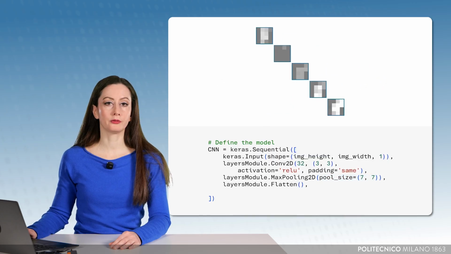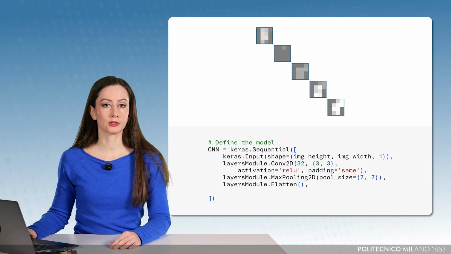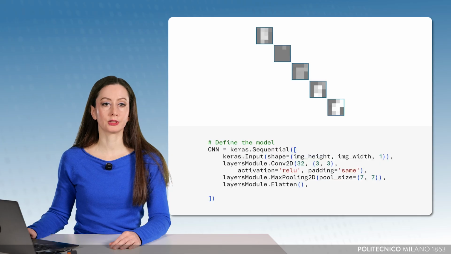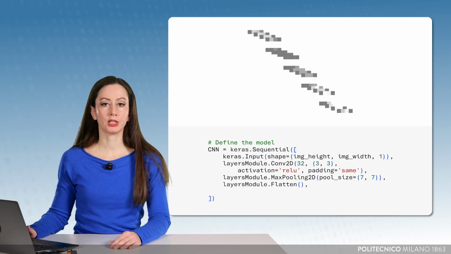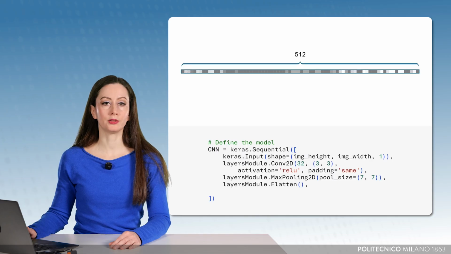At this point, we convert the set of matrices into a vector format that the dense neural network can receive as input. And this transformation is done by the flatten layer. And note that this layer does not perform any computation on the data. It simply reshapes it, transforming the set of 32 matrices into a 1D vector with 512 elements.